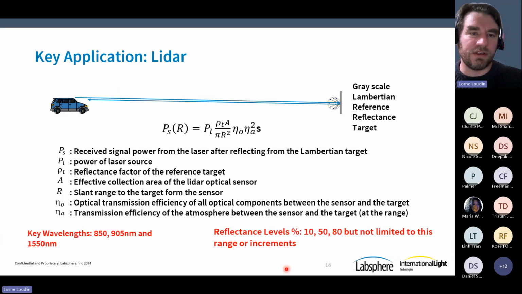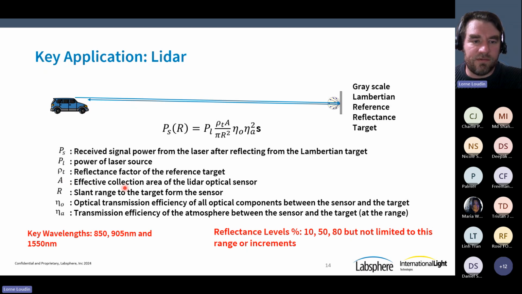So another key application for diffuse materials is LiDAR. And in this case, we would be using a grayscale Lambertian reference reflectance target at some distance on a range. Okay, we know how much power is being received at the signal. We know the power of the laser source being used to create that signal. We would know the reflectance factor of the grayscale target being used for this measurement.